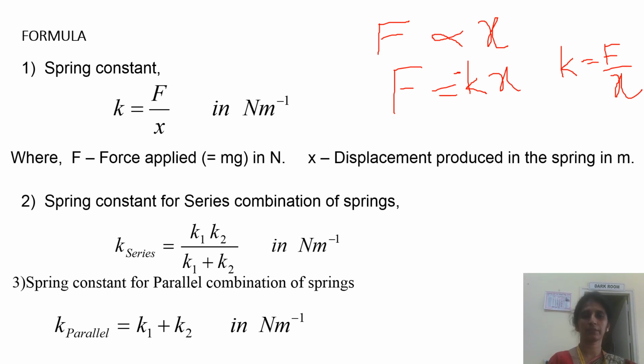And the spring constant when springs are connected in series, that is nothing but the series combination. Already we have derived in theory the expression for K series if two springs are connected in series. It is given by K series is equal to K1 K2 divided by K1 plus K2. Similarly, we have derived the expression for the spring constant for the parallel combination, which is given by the sum of the individual spring constants. And the SI unit for the spring constant is Newton per meter, because it is force per unit displacement. Force is Newton, displacement is meter.